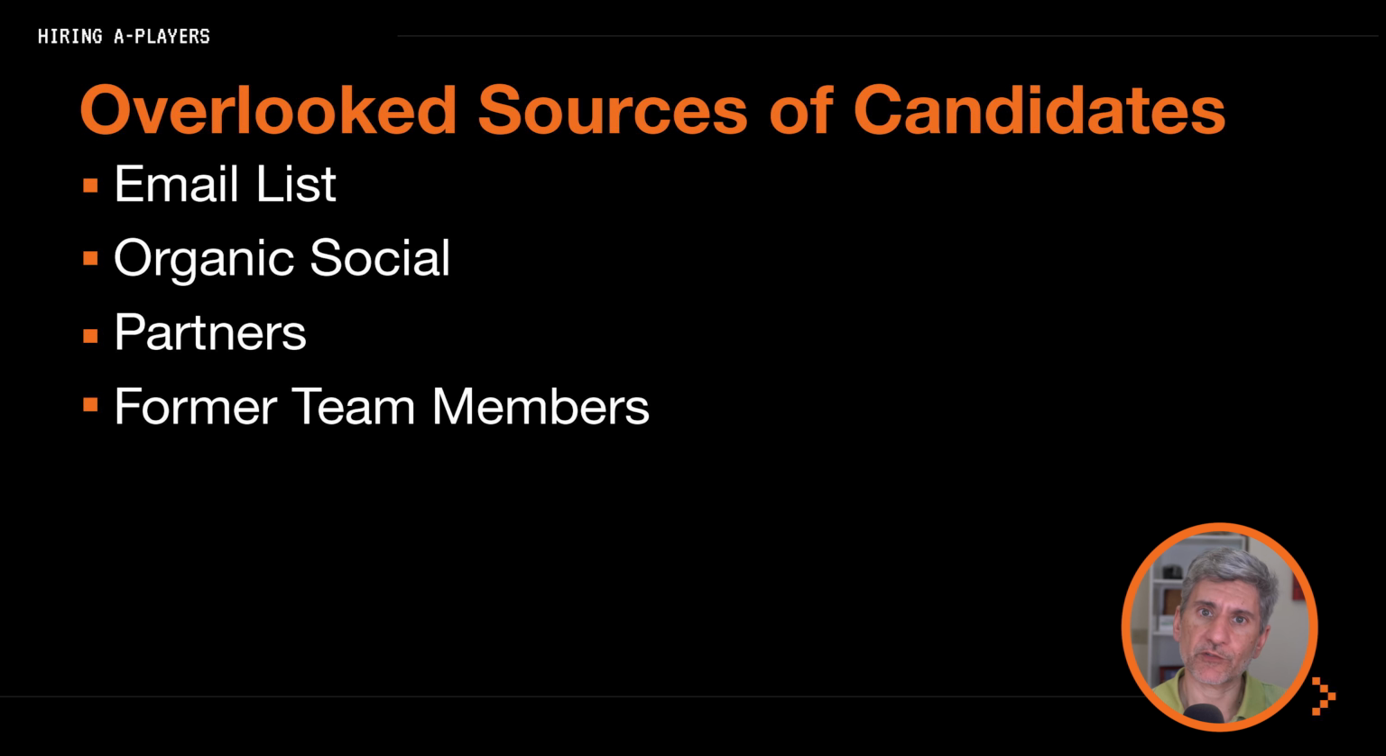Organic social, that's your social media, you can publish there. You can call up partners and say, hey, I'm looking for this kind of person. Do you know anyone? Because your partners might have other companies like yours as their partners, so they might know people. And then former team members. If you've worked with former A players, go and reach out and say, do you know anybody? Because you want that A player network working for you.